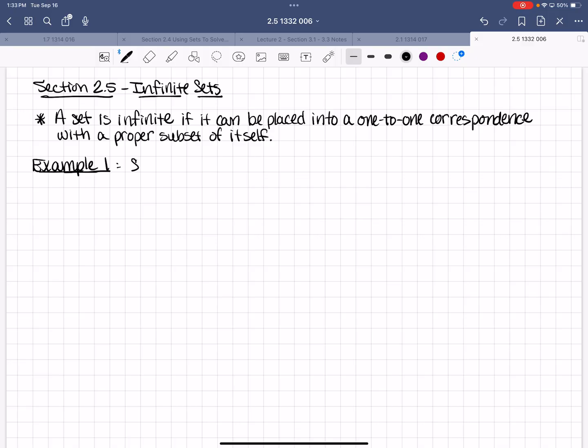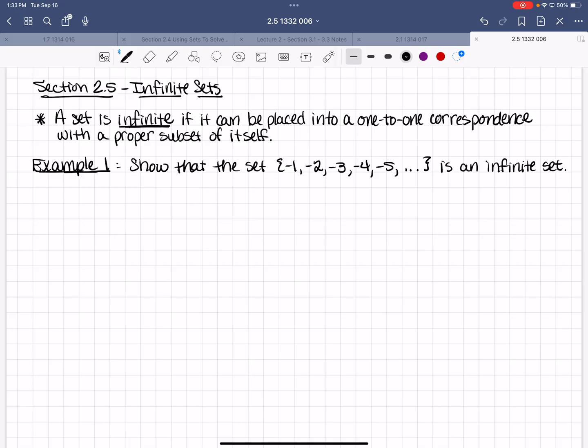We want to show that the set {-1, -2, -3, -4, -5, ...} is an infinite set. Okay? So, it says a set is infinite if it can be placed into a one-to-one correspondence with a proper subset of itself. Okay, so let's look at what they've given us.